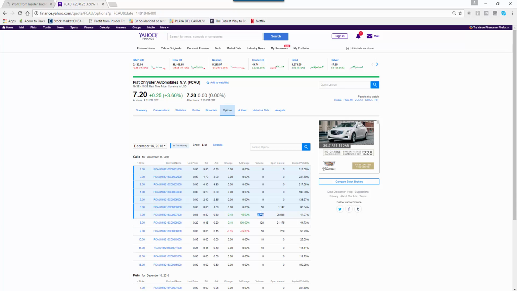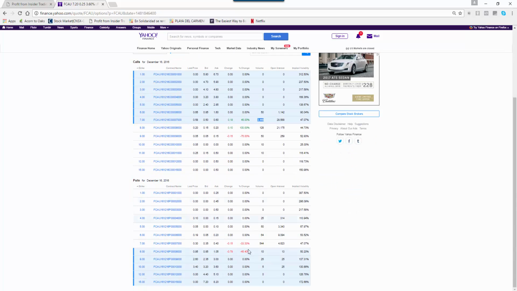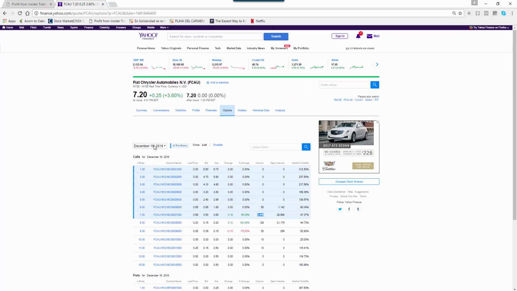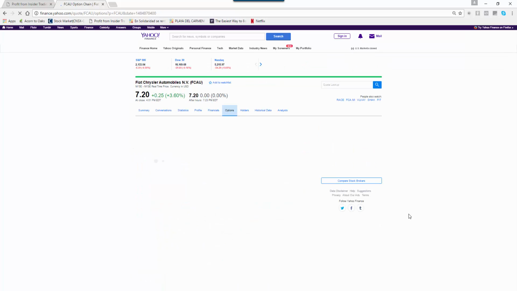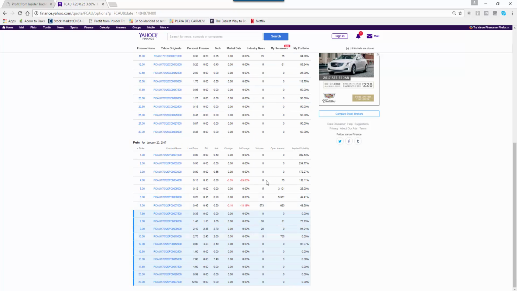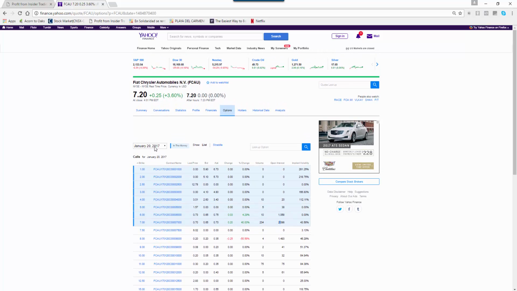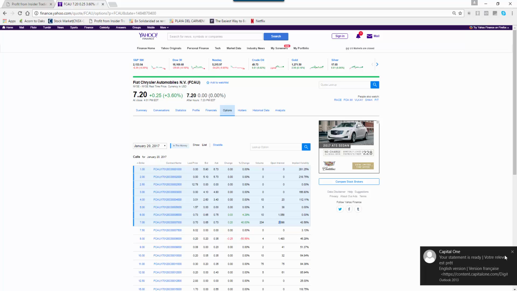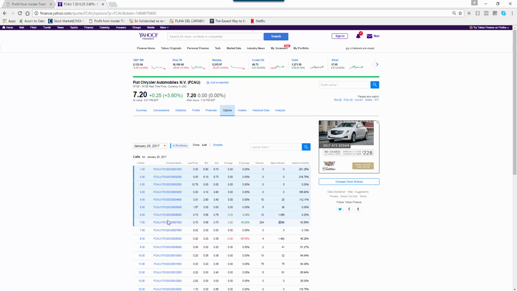28,000, 21,000, 3,445 bought today. Look at the puts. Nothing close to that. Let's go to January. And here we are in January. 1,000, 2,234 bought today. There you go. So we basically think that this is a very interesting possible trade at the $7 calls.